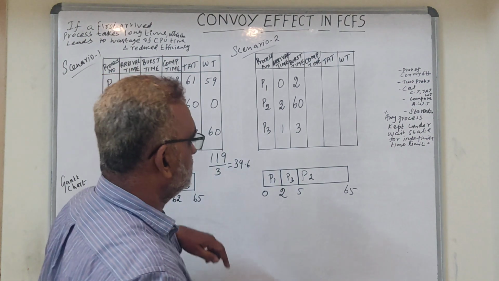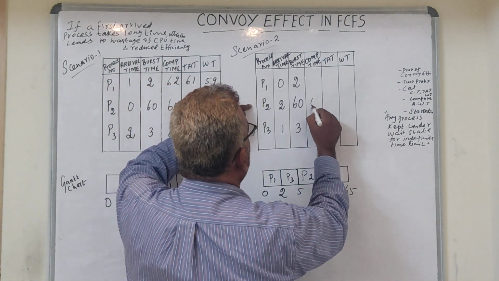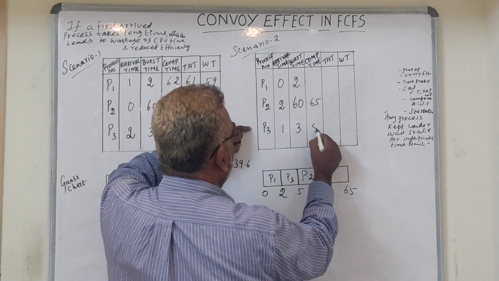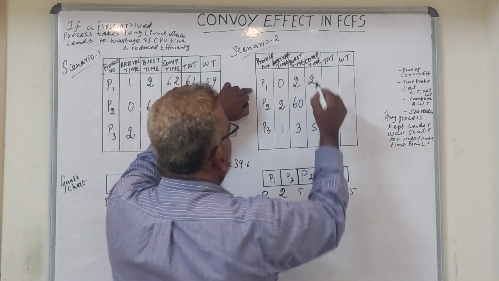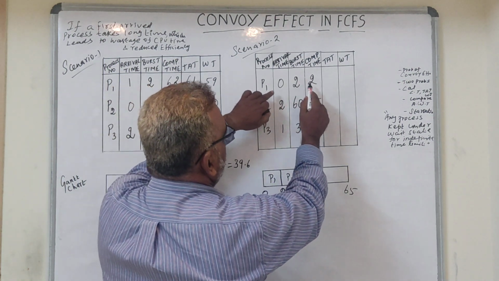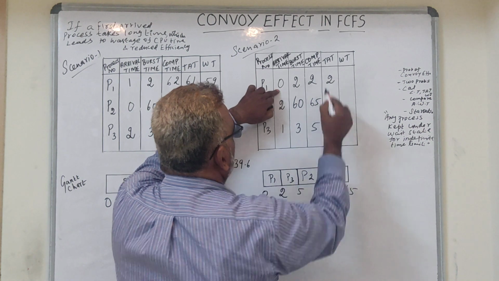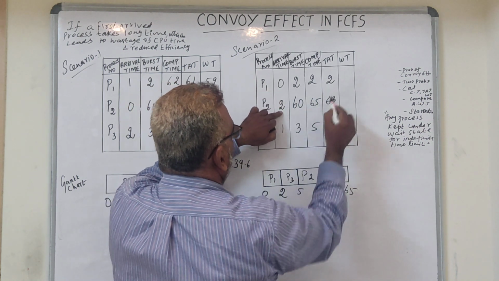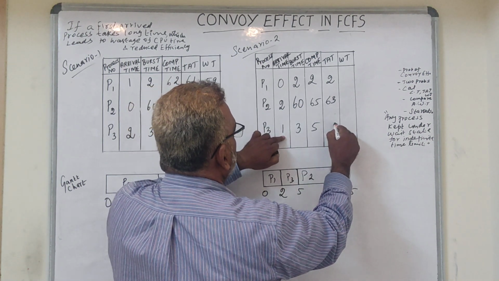Now calculate the completion time. The completion time of process 2 is 65. The completion time of process 3 is 5. The completion time of process 1 is 2. Now calculate the turnaround time, that is completion time minus arrival time. So 2 minus 0 is 2. It is 65 minus 2, that is 63. And this is 5 minus 1, that is 4.